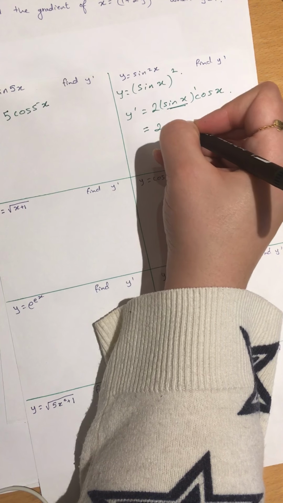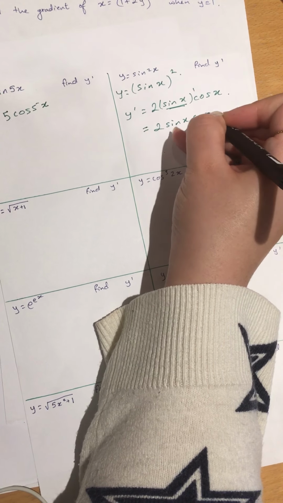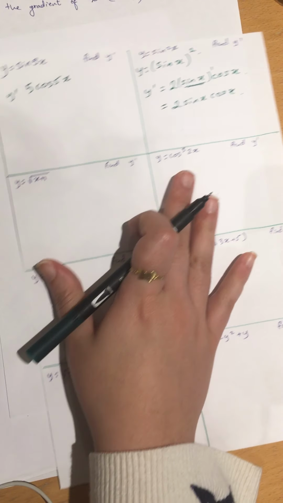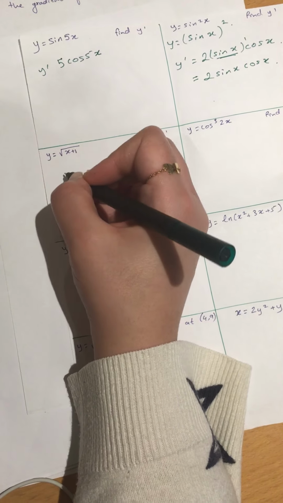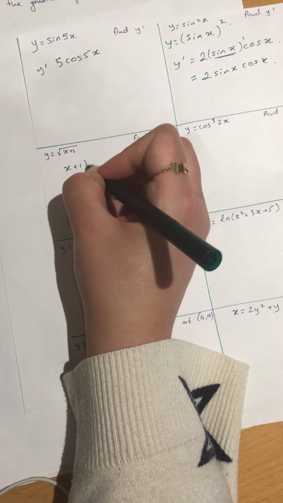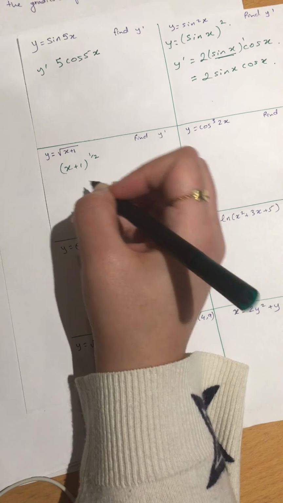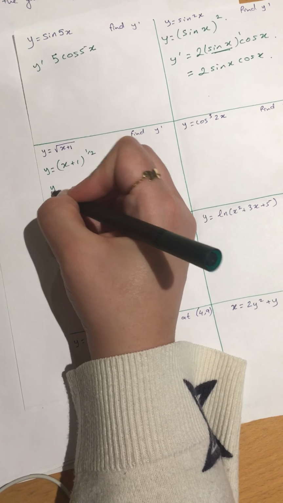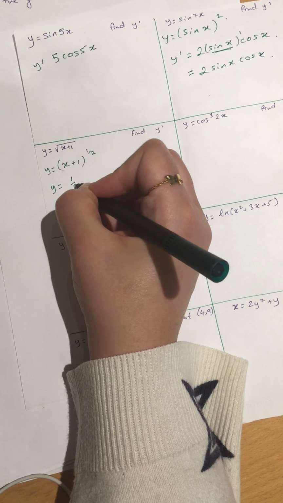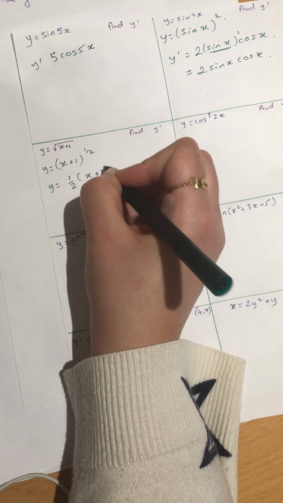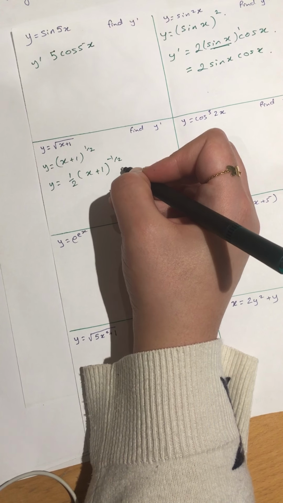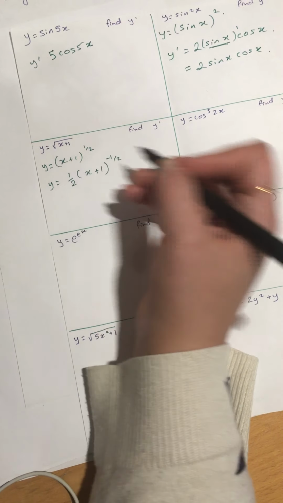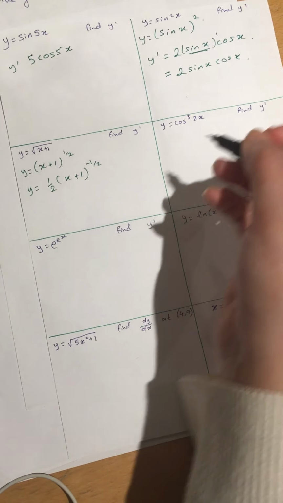So that will be 2 sine x cos x. The next one, we rewrite that as x plus 1 all to the power half. You want to bring the power down, take 1 off the power, then you multiply by what's inside the power, which is just 1, because differentiating this gives you 1, so that's your final answer.